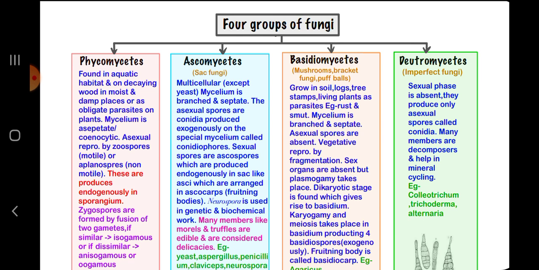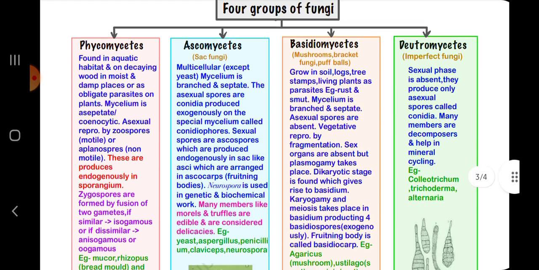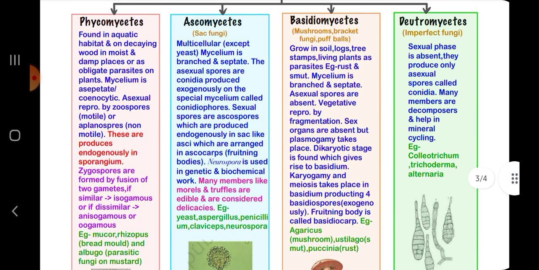Then basidiomycetes are mushrooms, bracket fungi, puffballs, grown in soil, logs, tree stems, and etc. Mycelium is branched and septate. Asexual spores are absent. Vegetative reproduction is by fragmentation. Sex organs are absent, but plasmogamy takes place. Dikaryotic stage is found, which gives rise to the basidium. Karyogamy and meiosis take place in the basidium, producing four basidiospores.